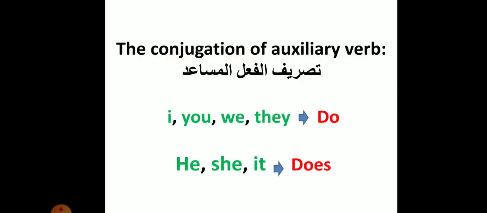The conjugation of the auxiliary verb. So let's see. I, you, we, they: we keep the verb in the infinitive, do. He, she, and it: it is conjugated and it becomes does. Okay?